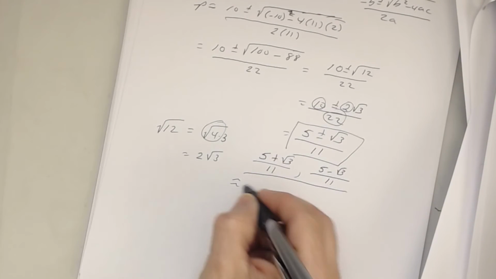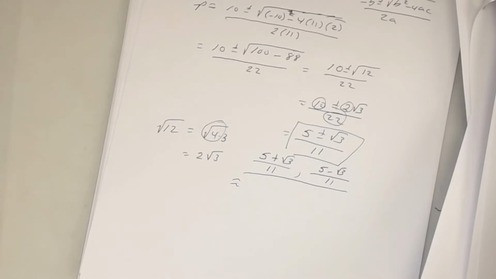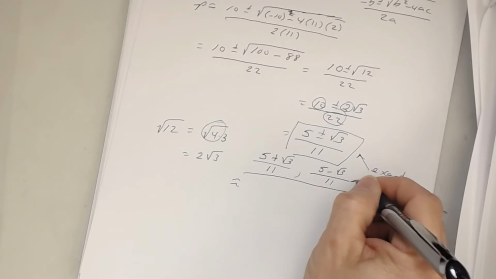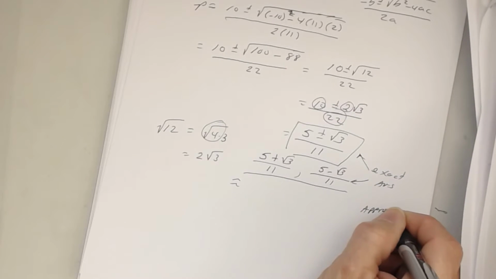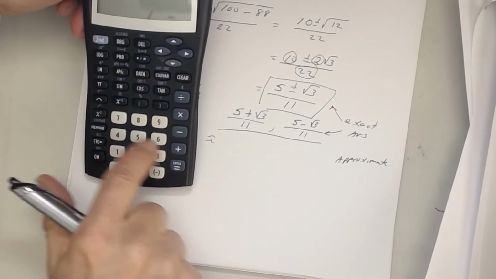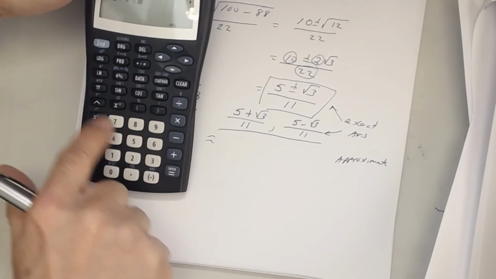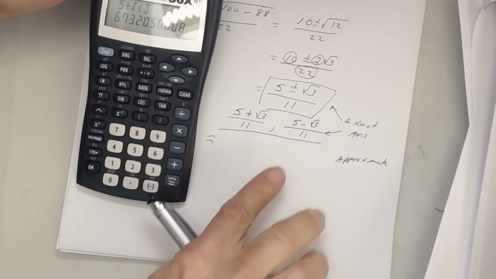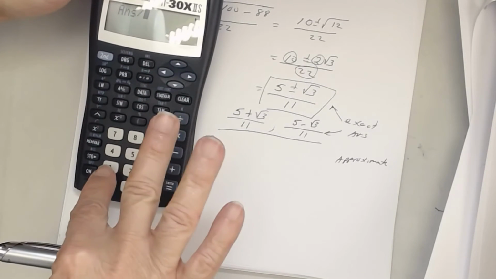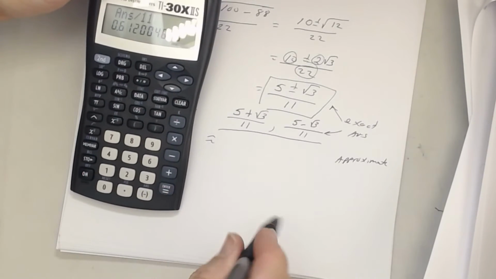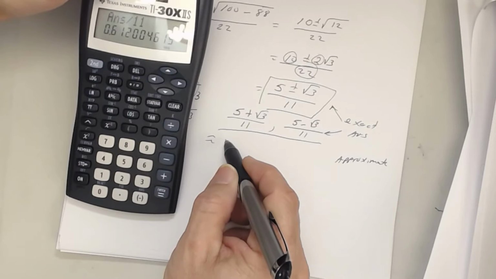Now let's approximate this to the nearest tenth. So that's your exact answer, these two. Now let's approximate. Okay, so on your calculator, you're going to say 5 plus the square root of 3. Press enter. Divide by what? 11. So to the nearest tenth, what's this root approximately equal to?